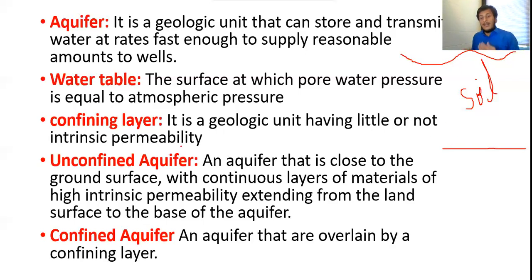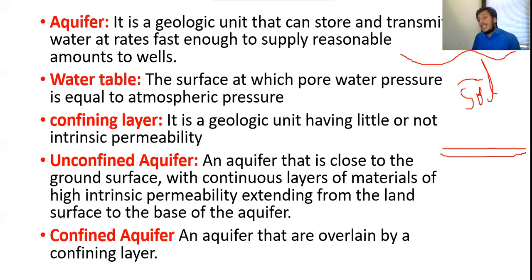Then the water table. I'm sure we are aware of it, right? The water table is the upper surface elevation of the groundwater level, where its pore water pressure is almost equal to atmospheric pressure. Confining layer: it is a geological unit having little or no intrinsic permeability. That is what I'm talking about.